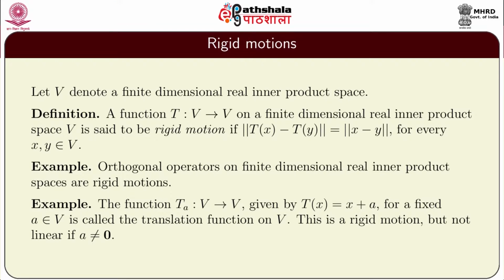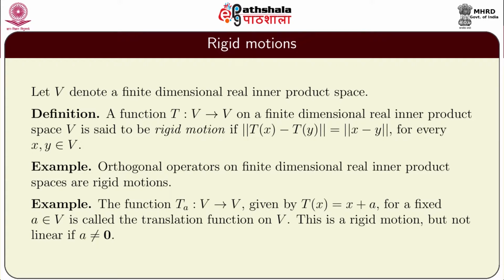On orthogonal operators. We have learned the definition and defining properties for unitary and orthogonal operators. They are in fact norm-preserving. Now we will focus on orthogonal operators in the Euclidean space and understand the geometry of these operators. We will first start with rigid motions. Let V denote a finite dimensional real inner product space.